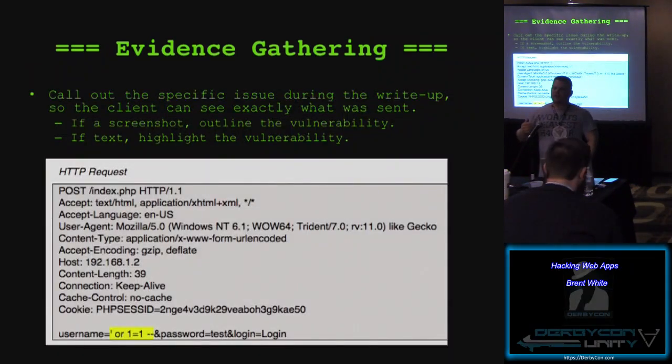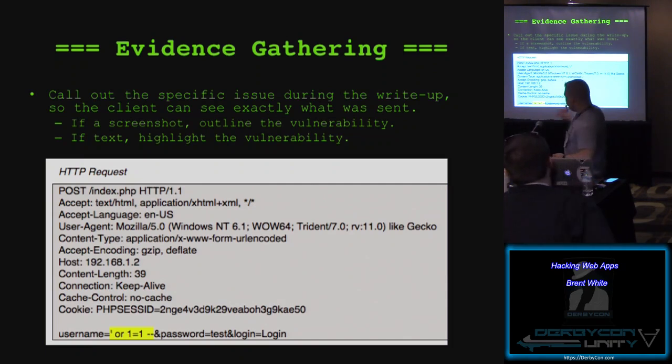A way that I like to call out my HTTP requests and responses is I like to highlight it, kind of put it as a code snippet. For example, you can see where it says username equals and then just a basic check for SQL injection. You can see how I have the payload highlighted. That way, as the client is looking at the report, they can see exactly what caused the issue.